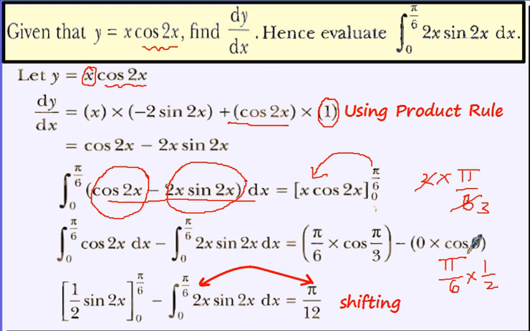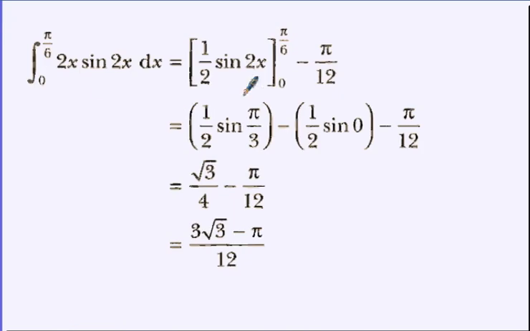This becomes 0. Anyway, 0 into cos 0 is 1, but 0 into 1 will give you 0. So the value is pi upon 12. Now this is negative, so we are shifting this side. So we'll write this limit and equate to half sin 2x. Next step: we have shifted, this value was negative so it goes this side, and now we have half sin 2x.